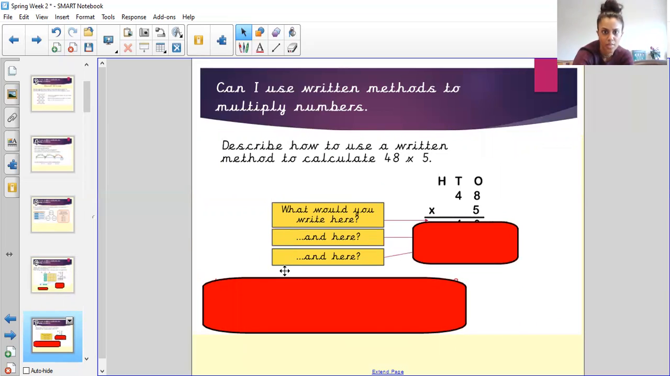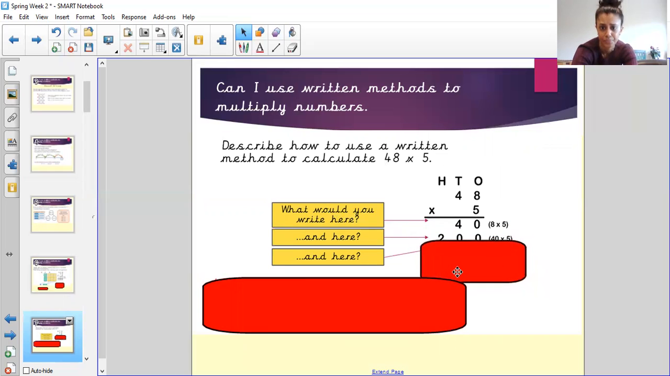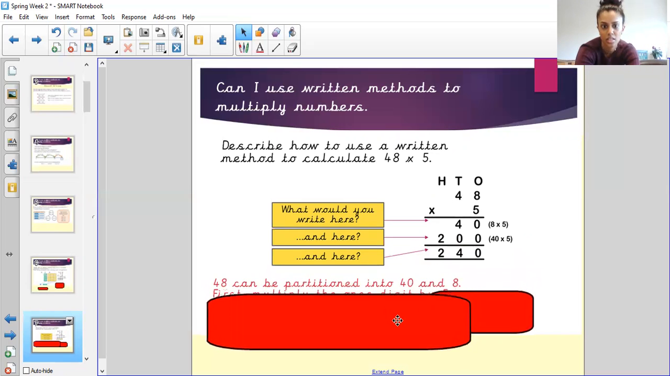Describe how to use a written method to calculate 48 times 5. So what would you write here? Let's have a look. You would write over here 40, because you would first do your 1s. You would do 8 times 5 in your 1s column. So we know 8 times 5 is 40, remembering to place it in the correct place in the column. And then you would do 40, because there are 40 10s. When you say the number 48, 40 times 5, and that's 200, and then you would add your answers together.